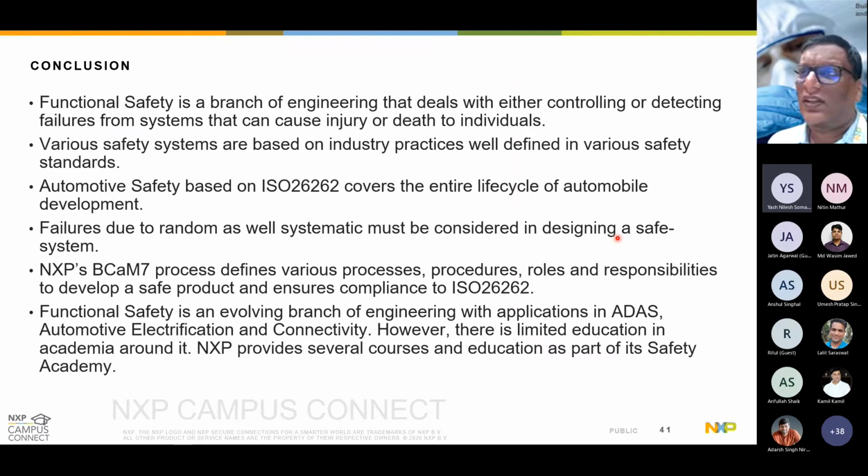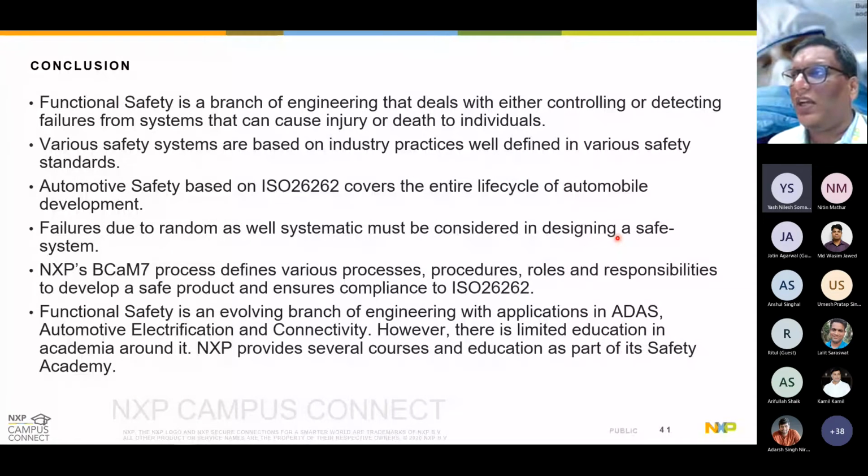At the end, I would just leave you with this comment that it's an evolving branch of engineering. The growth at NXP in functional safety is immense. We are seeing a lot of growth in functional safety in the last few years, specifically since the automotive domain itself is growing. There are many applications coming in automotive, such as ADAS, automotive electrification and connectivity, which are driving the need for functional safety. There is limited education in academia around it. I'm pretty sure that not many of you would have heard of what functional safety is. You would probably have heard of processors and VLSI design and things like that, but functional safety is an important area which is evolving, which will impact all the different systems.